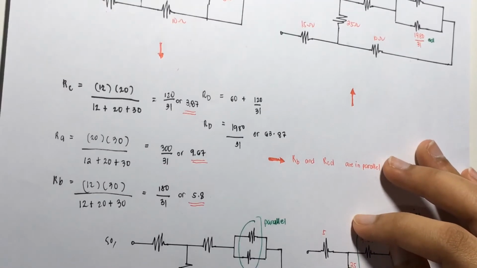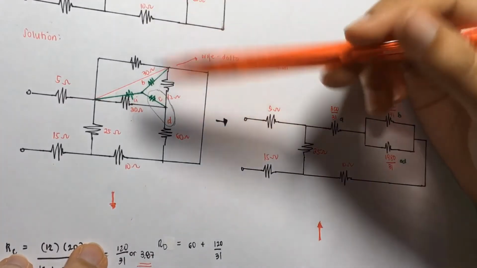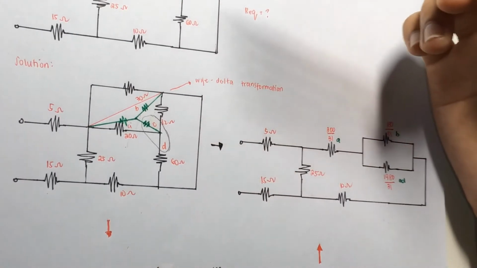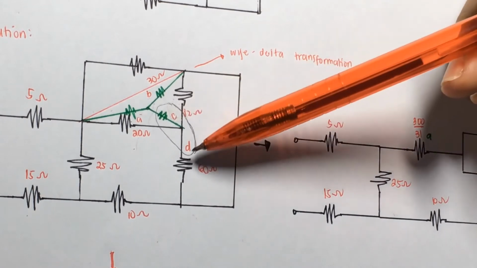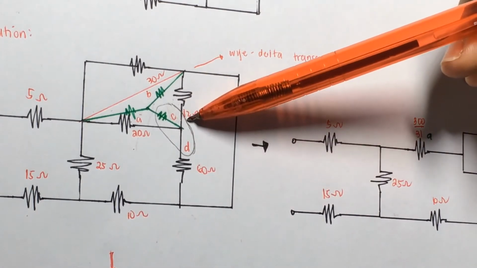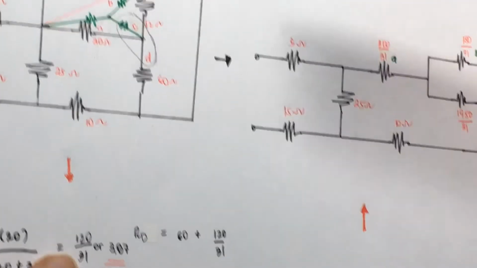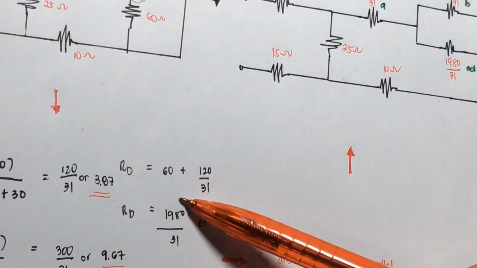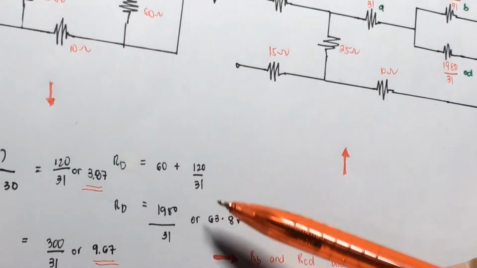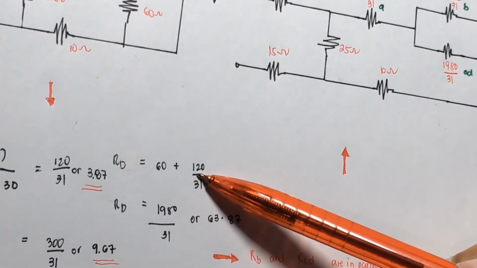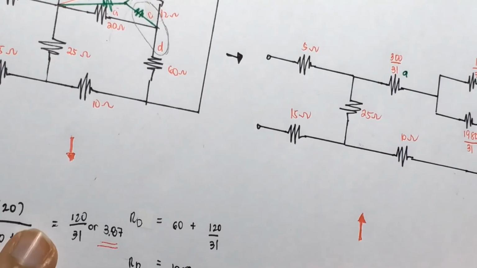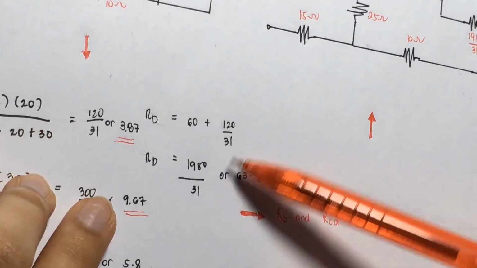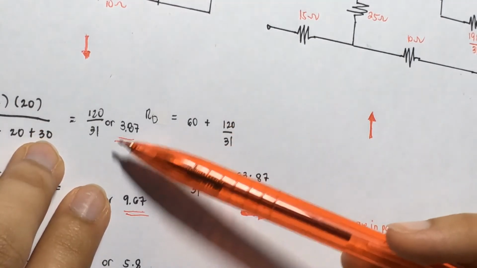To have a simpler look at the circuit, we can see that resistor C and resistor D can be combined because they are in series connection. So we will add 60 ohms, which is given in resistor D, and the 120 over 31, or 3.87, which is equal to 63.87. 120 over 31 is the resistor C.